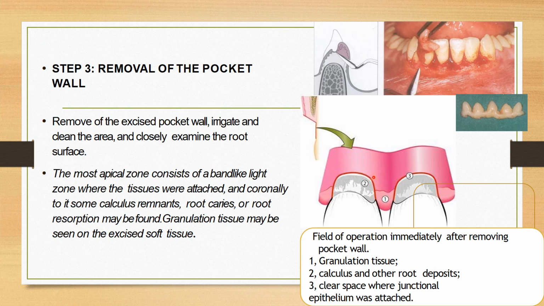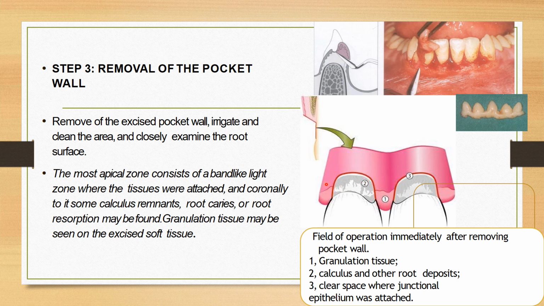Coming to the removal of the pocket wall. After this incision, obviously we will be removing the excised pocket wall with the tissue forceps, and you can clean the area, irrigate the area and examine the root surface. If there is any debris or calculus present, it can be removed. So this is the area that is freed from the tissue.